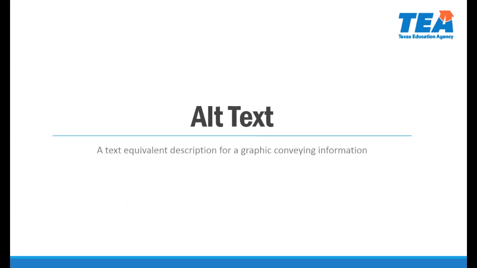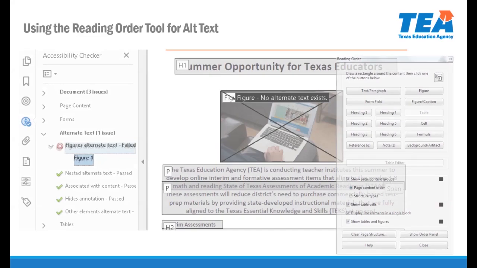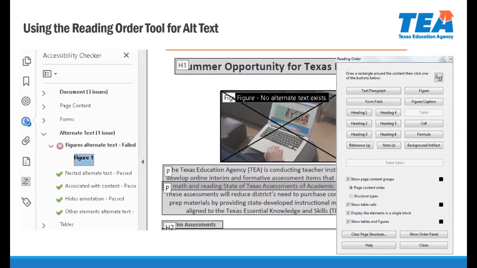Alt text can be added or modified with the Reading Order tool. When an image has no alt text, a label over the image that says Figure, no alt text exists will be seen over the tag when the reading tool is open. You can click on the figure in the Accessibility Checker panel to select the figure on the document and know which figure is in question.